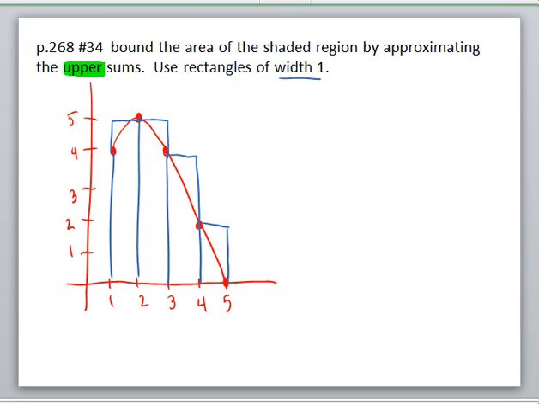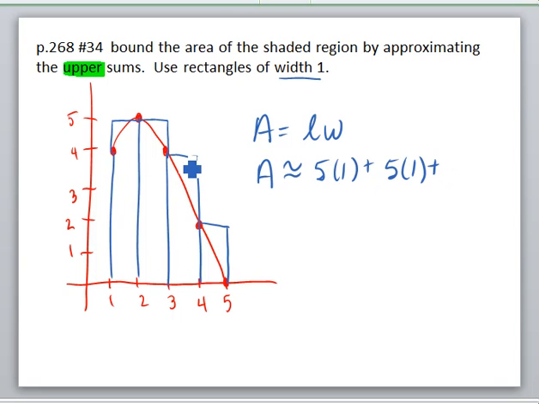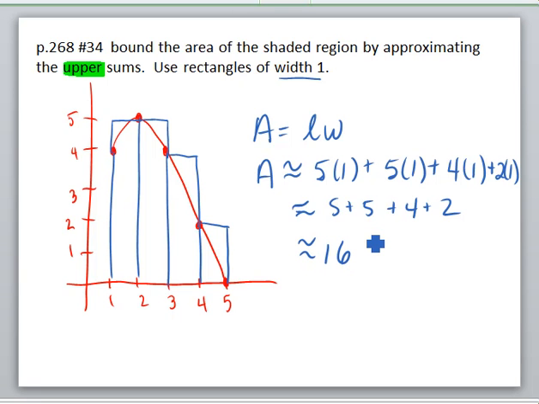The second problem for the upper sums, we're going to go through the same thing. We're going to have the area equals length times width. The area is approximately, the length of the first rectangle is 5 and the width is 1, 5 times 1, plus the length of the second rectangle is 5 and the width of it is 1. The length of the third rectangle is 4 and the width of it is 1. Plus the last one, the length of it is 2, and the width is 1. So I end up with 5 plus 5 plus 4 plus 2, which gives me an approximate area underneath the curve of 16. Neither one of those are correct, they're just approximations.